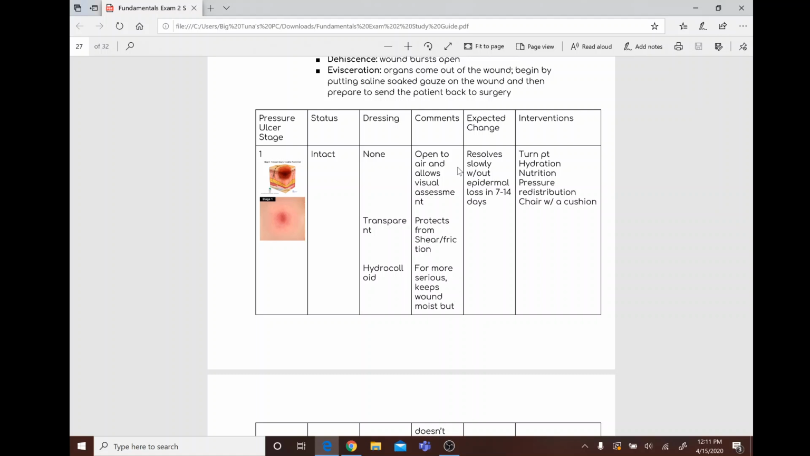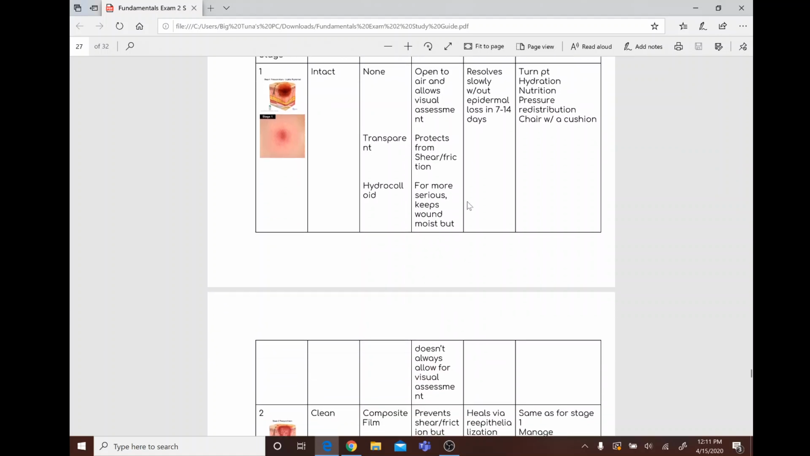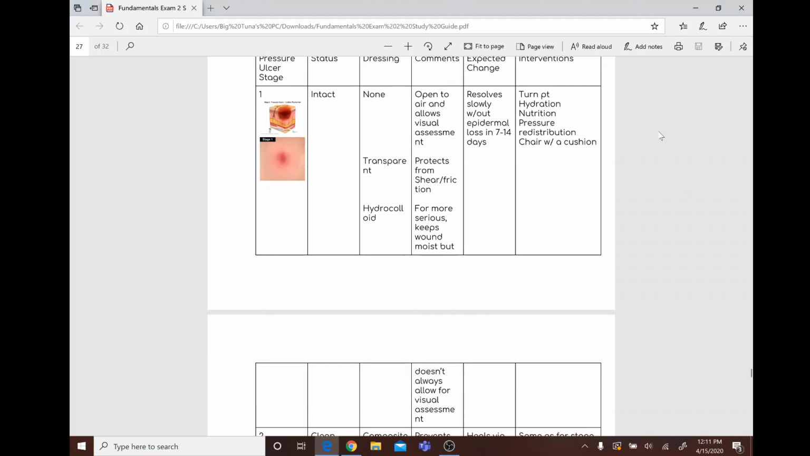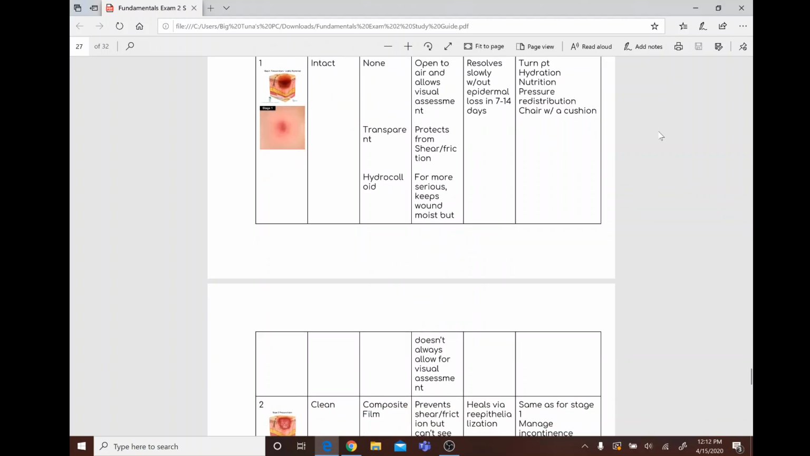Why would we use a transparent dressing? Protects from shear and infection. Why would we use a hydrocolloid dressing? For more serious wounds, that keeps wound moist but doesn't always allow for visual assessment. So it should resolve slowly without epidermal loss in 7 to 14 days. What are some interventions for stage 1 pressure ulcers? Turn patient, hydration, nutrition, pressure redistribution, chair with a cushion.